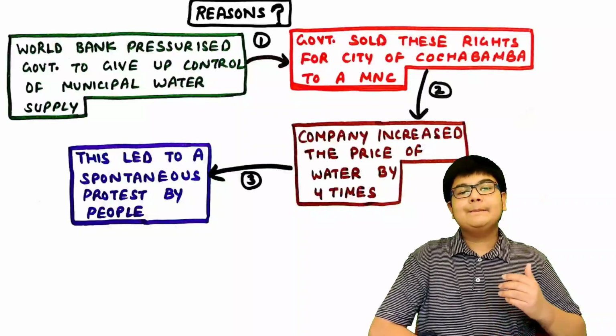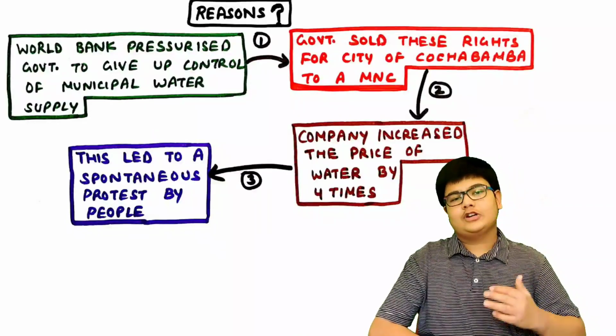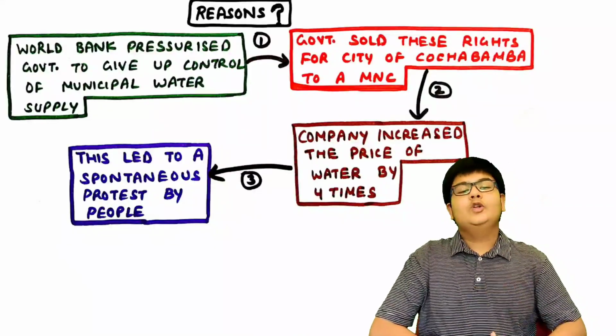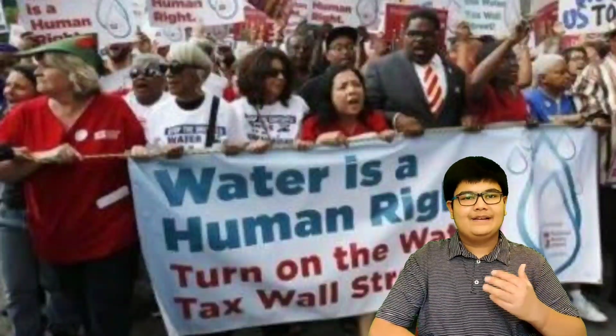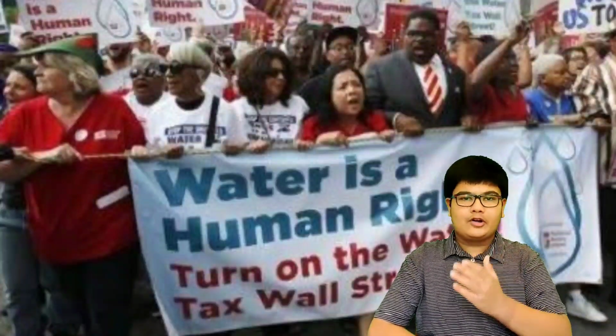Now this multinational company increased the price of water by 4 times and the people were unable to pay the water bills. This led to a spontaneous protest by the people. Now let's study more about this protest.